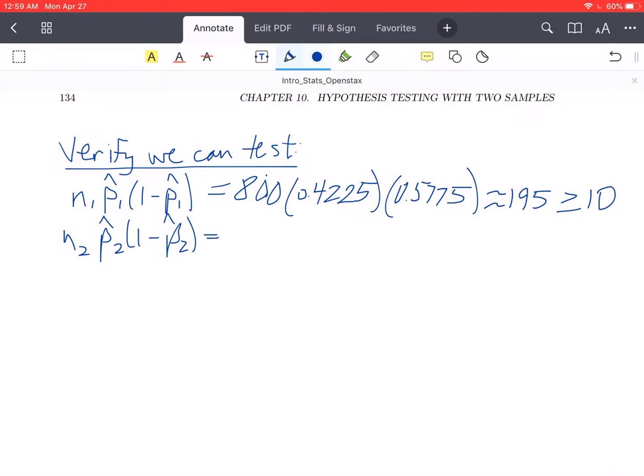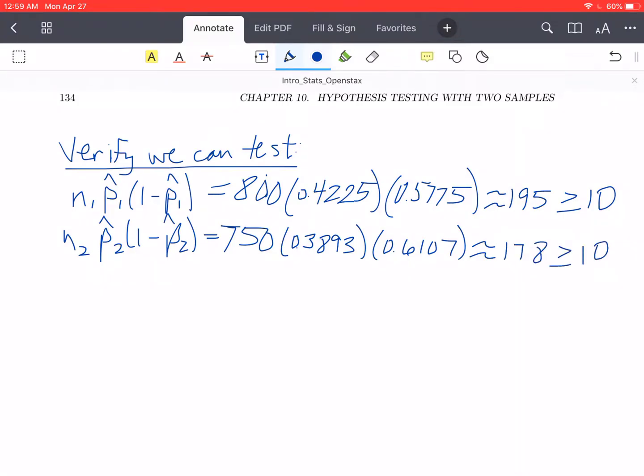And then the second one, our sample size was 750. Our p2 hat value is 0.3893. So 1 minus p2 hat is 0.6107. This is approximately 178, which is certainly also greater than or equal to 10. So it gets a big check from us that we are able to run a test on this, so that we do have sufficiently large sample sizes here that we can work with appropriately.